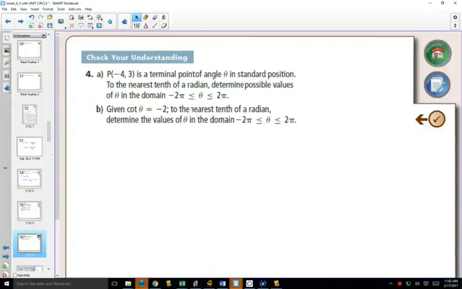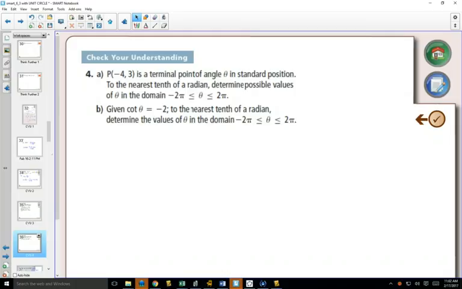The point -4, 3 is a terminal point of angle theta in standard position. So this is very similar to that little quiz that we did yesterday on question 9. To the nearest tenth of a radian, determine possible values of theta in the domain from -2 pi to 2 pi. In fact, this question is completely identical to question 9 that we had our quiz on.